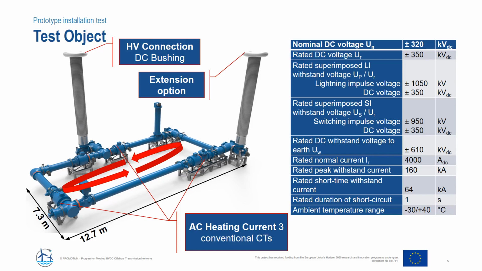And then the system is rated for 4000 amps load current. It can also withstand a rated peak withstand current of up to 160 kA for short duration. For example, a rated short time withstand current of 64 kA for 1 second is specified in this case. And the device can operate in ambient temperature in the range between -30 to +40 degrees Celsius.